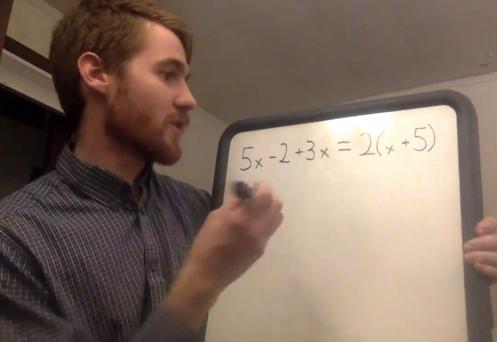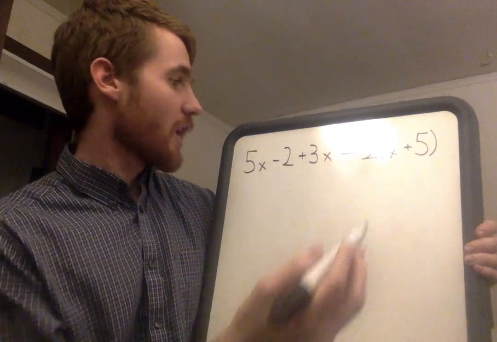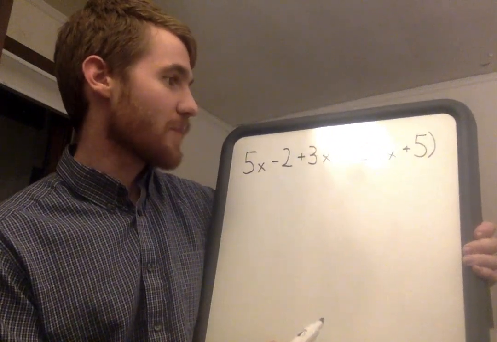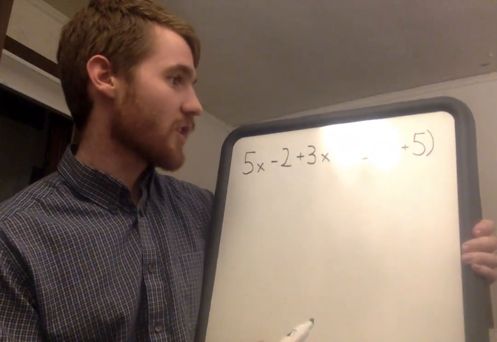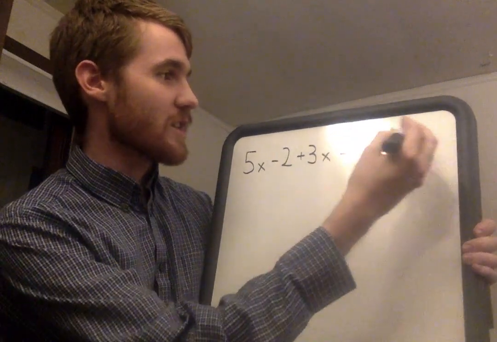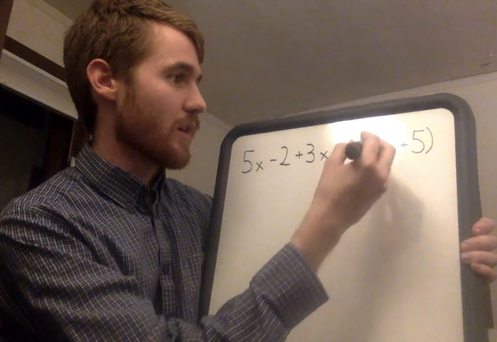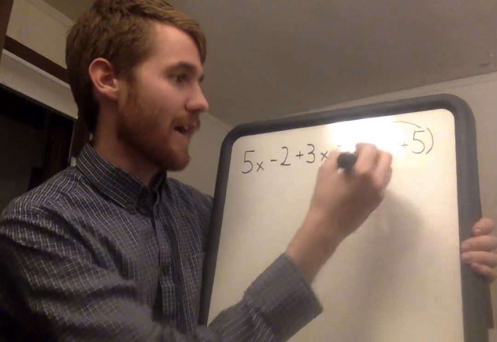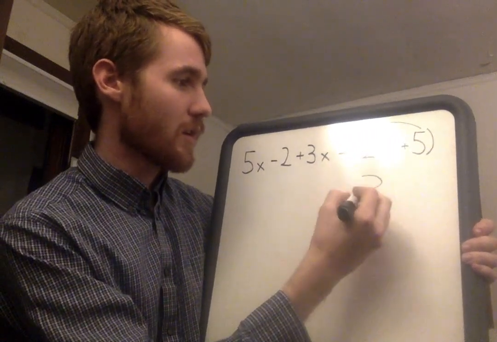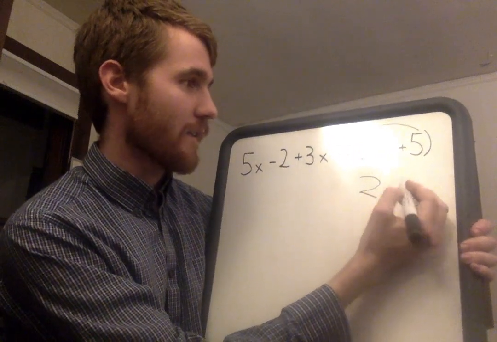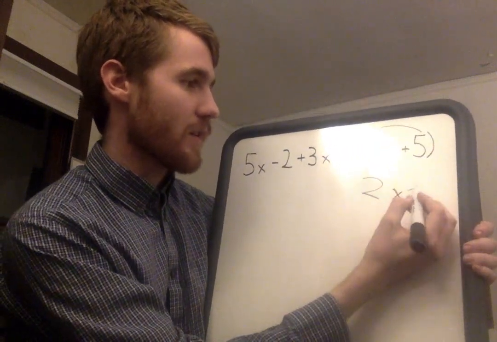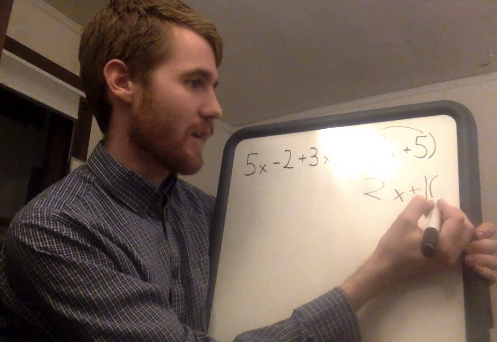So here we have an equation. It's kind of a complicated one. It's going to be several steps. There's a couple different ways you could start. Whenever I see these parentheses, I like to start by distributing. So I'm going to distribute 2 to the x and 2 to the 5. So 2 times x is 2x, 2 times 5 is plus 10.